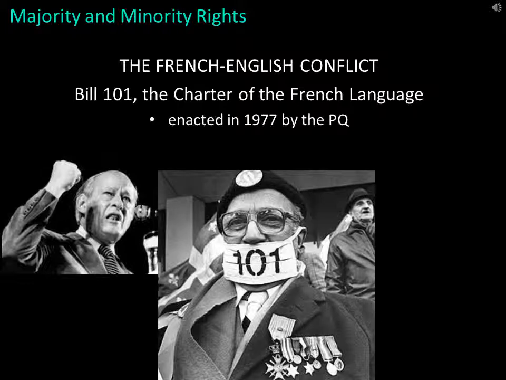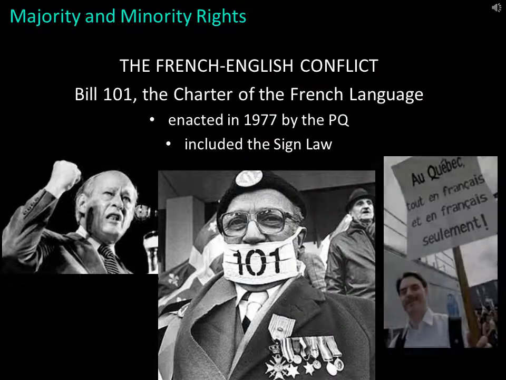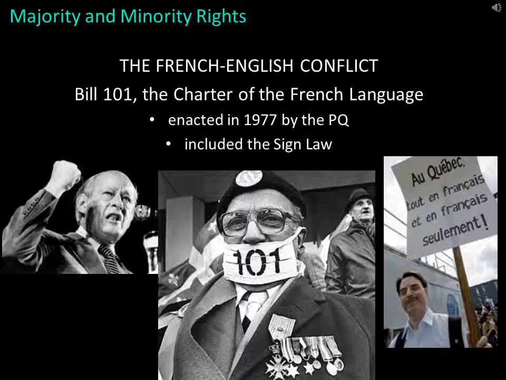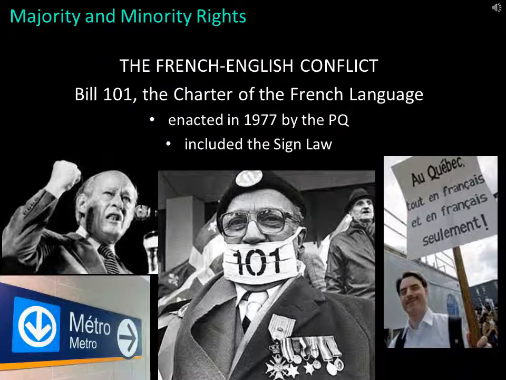For example, employers were required to address their employees in French, and companies with 50 or more employees had to conduct business mainly in French. Bill 101 also included the sign law, which prohibited the use of any language other than French on commercial and road signs. Amendments have been made since the passage of the Canadian Charter of Rights and Freedoms, which now allow the limited use of languages other than French on signs as long as French is predominant.